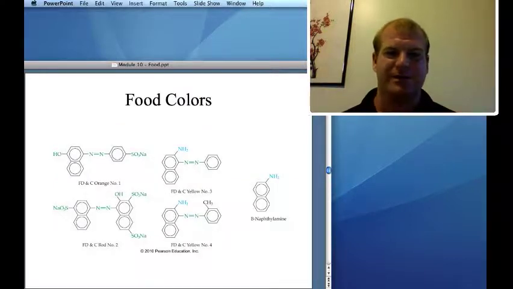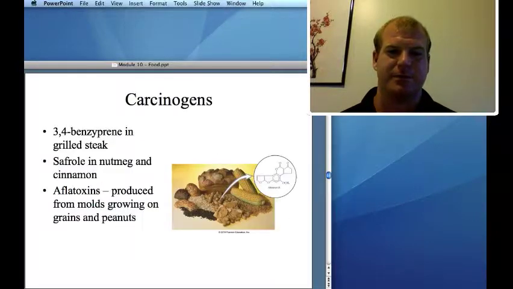So here are some different types of molecules that are the food coloring. This colors our food. In carcinogens, there are some carcinogens in food. Grilled steak has benzopyrene in it, and nutmeg and cinnamon have a carcinogen in them, and aflatoxins.